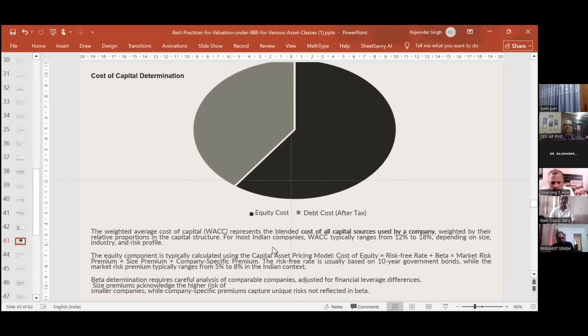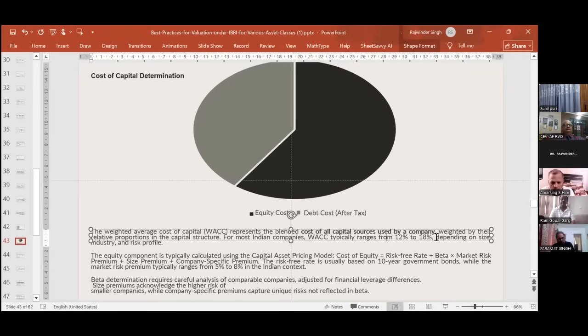For most Indian companies, WACC typically ranges from 12 to 18%, depending upon the size of the industry and risk profile. The equity component is typically calculated using the capital asset pricing model, where cost of equity equals risk-free rate plus beta into market risk premium plus size premium plus company-specific premium.